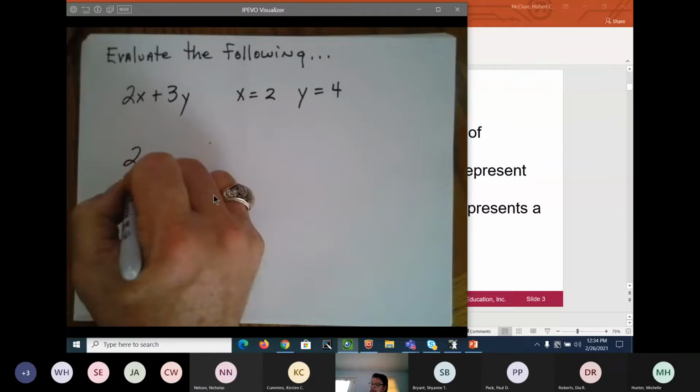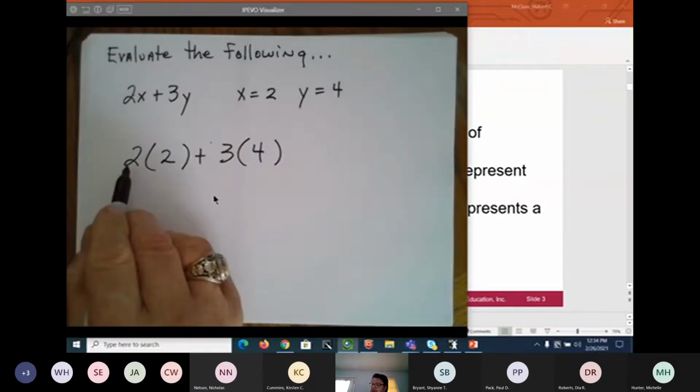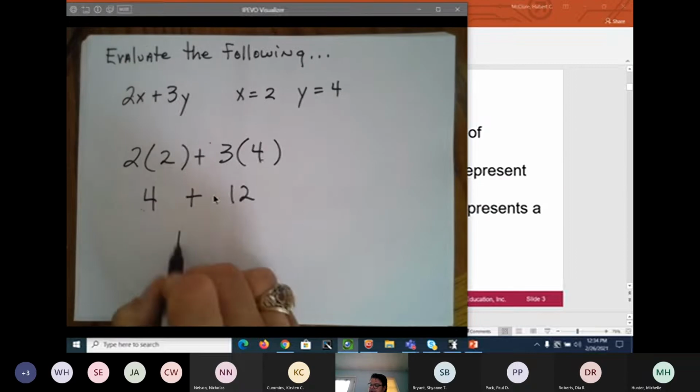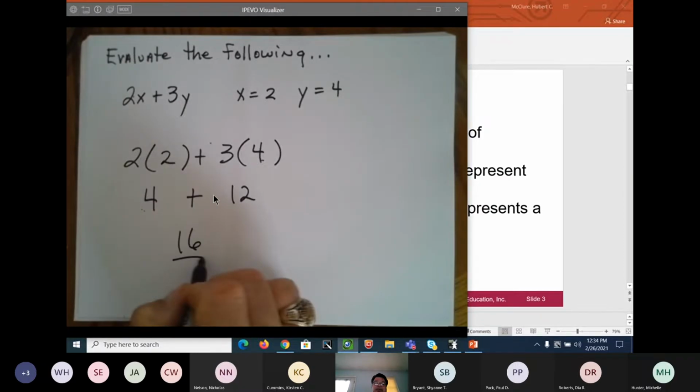X is 2, and y is 4. 2 times 2 is 4. 3 times 4 is 12. 4 plus 12 is 16. That is a test question.